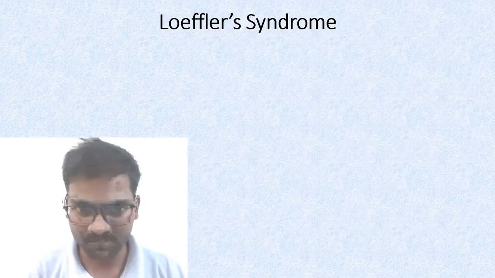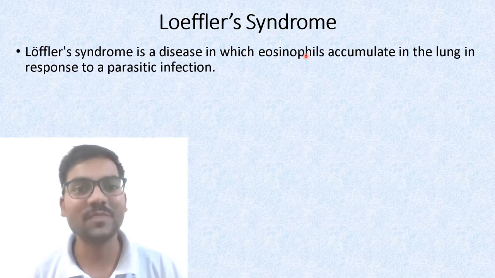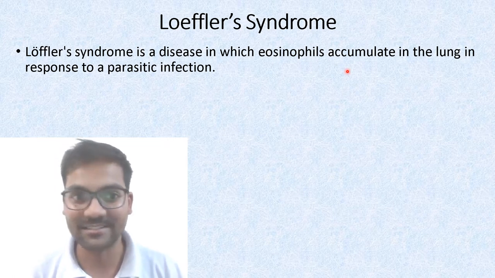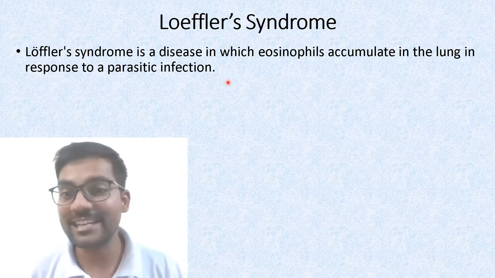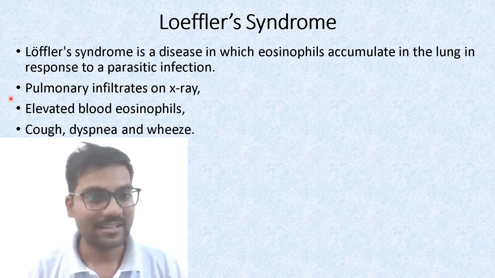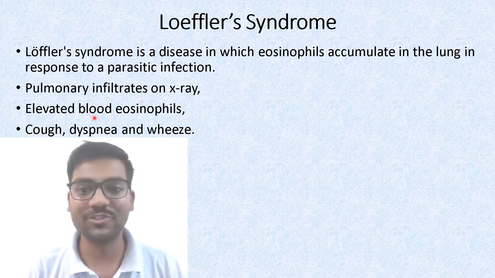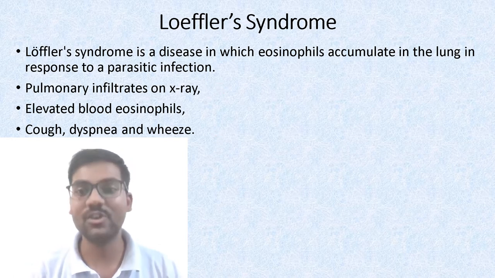Now, what is Loeffler syndrome? Loeffler syndrome is characterized by increased eosinophils in the lungs in response to a parasitic infection. What is the Loeffler triad? Pulmonary infiltrate on X-ray, elevated blood eosinophils, cough, dyspnea along with wheezing. This is known as the Loeffler triad.